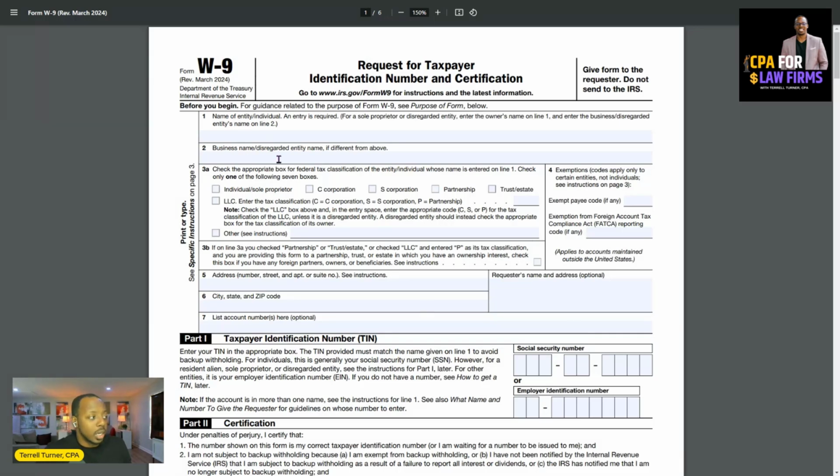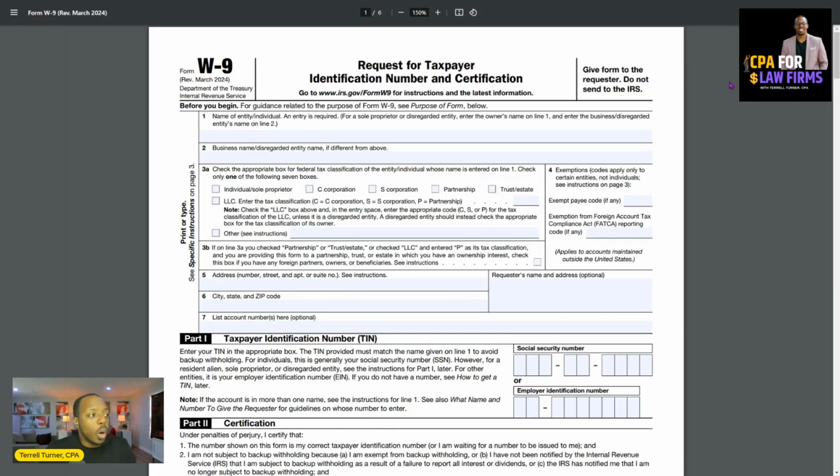And on it, they're going to fill out their name and their business name. They're also going to tell you whether they're a C Corp or an S Corp. They're also going to fill out their address information. If they're an individual, they're going to provide their Social Security number. If they're a business, they're going to provide their employer identification number, or EIN. And this is how you'll get a lot of the information that you need to understand whether they meet the exceptions of the rule.